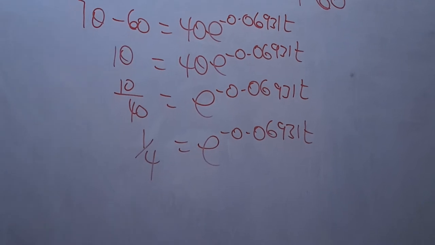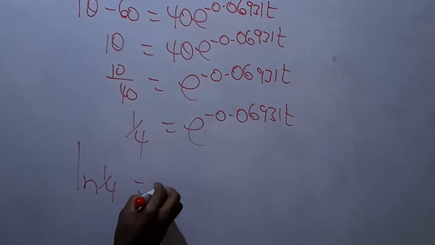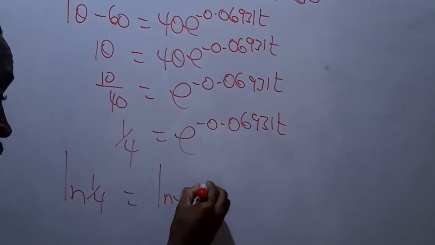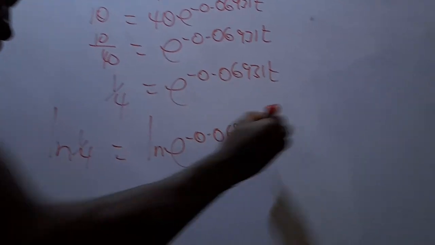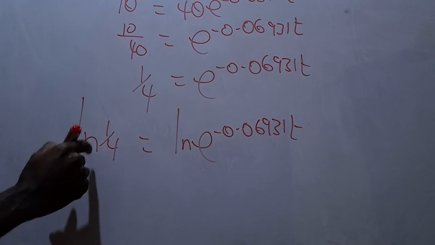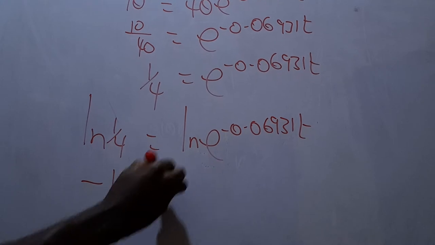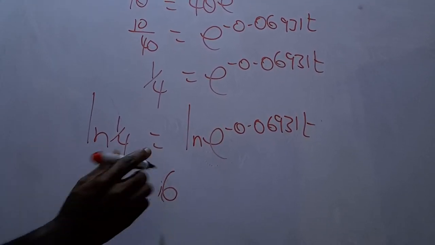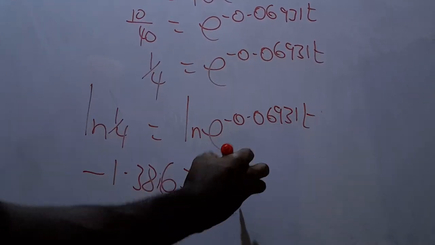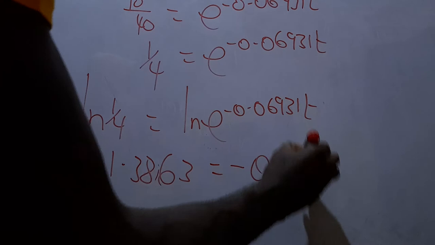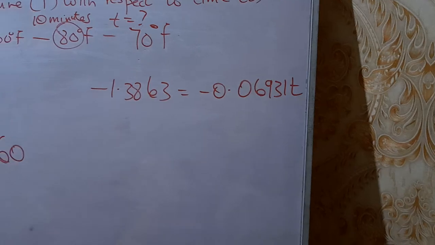What do we do? We find ln of both sides. So ln 1/4 will be equal to ln e exponent negative 0.06931 t. So ln 1/4 is negative 1.38863, equal to, remember, we can drop off this, we get negative 0.06931 t. So how do we find t?